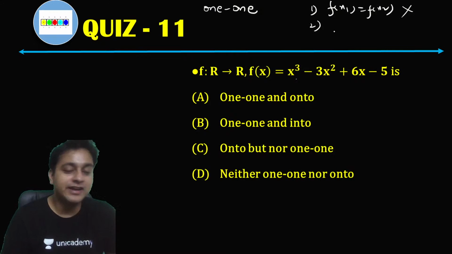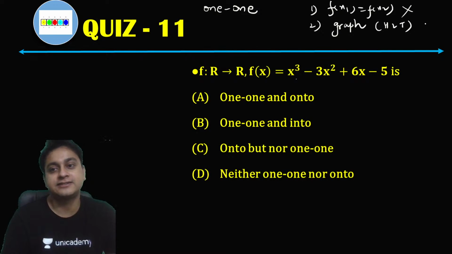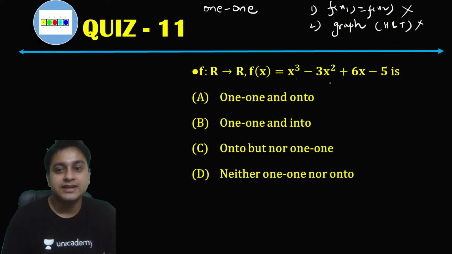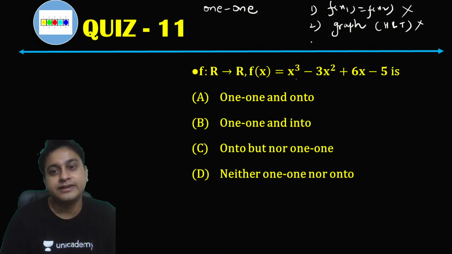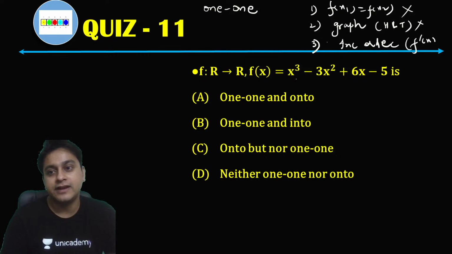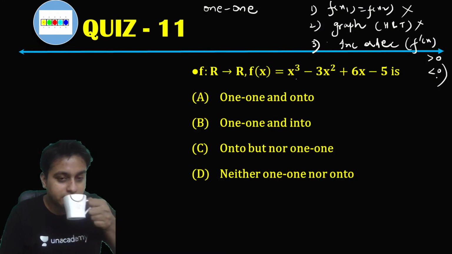Second is the graph method, which means the horizontal line test. It will be difficult for you to plot the graph here, because it is cubic: you have to factorize, get the root, then plot it. Might be a little bit difficult. Third one is increasing or decreasing. There you have to check the differentiation: f dash of x should be totally greater than 0 or less than 0. It should be monotonically increasing or decreasing.